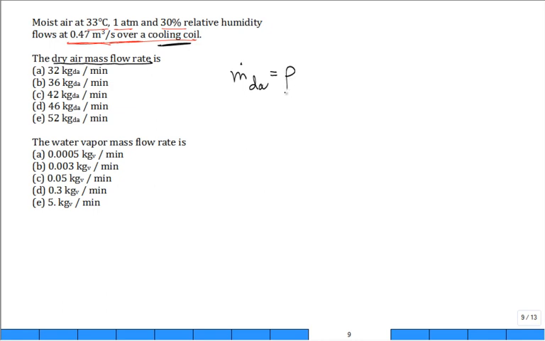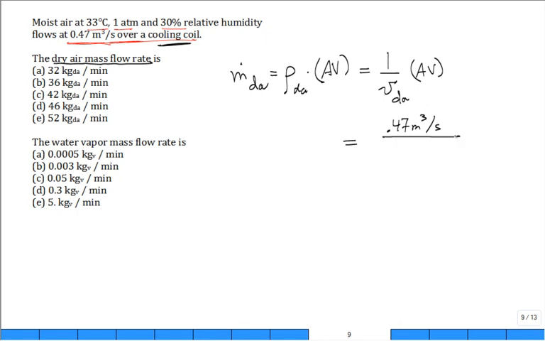Hey, didn't we want rho of the dry air times our volumetric flow rate? But this chart gives me the reciprocal, doesn't it? So the specific volume of the dry air times the volumetric flow rate. So we said the volumetric flow rate is 0.47 meter cube per second. Let me write it like this. Meter cube per second. What was our V, specific volume?